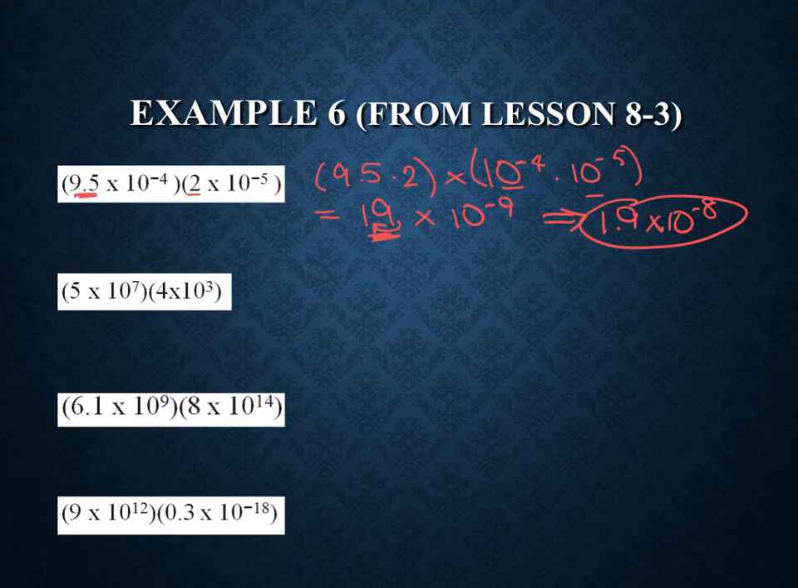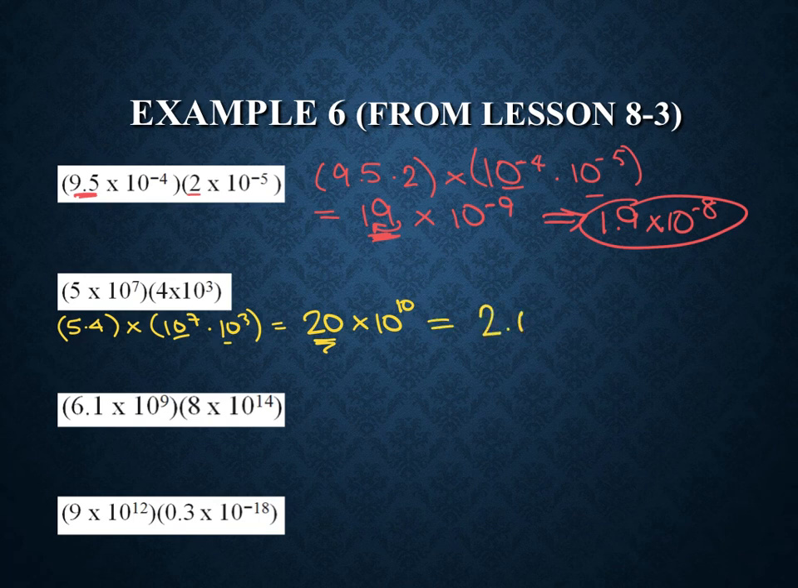For the second part, I'm going to multiply. I have 5 times 4, and then this is going to be times 10 to the 7th times 10 cubed. So 5 times 4 is going to give me 20 times 10 to the, keep the base, add the exponents, so this gives me 10 to the 10th. And again, I can't have 20, I need a number in between 1 and 10, so I'm going to make that 2.0. That means I have to add 1 to that exponent, so I end up with 2.0 times 10 to the 11th.